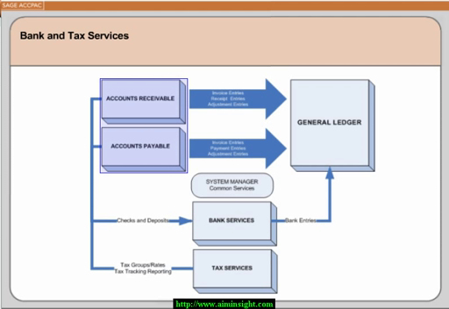While AR and AP send transaction information directly to the general ledger, notice at the left that transactions also flow to Bank Services. Bank Services establishes the bank accounts, and when transactions are entered in AR and AP that affect the bank account, such as customer receipts or cash disbursements, this information is sent to Bank Services for reconciliation.